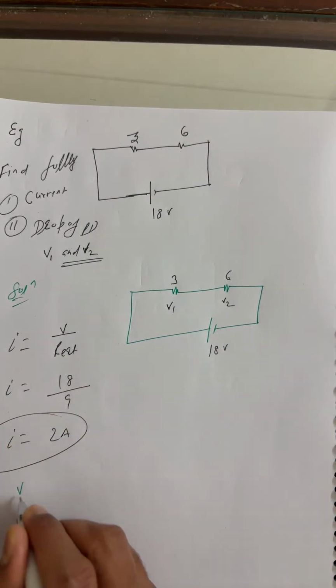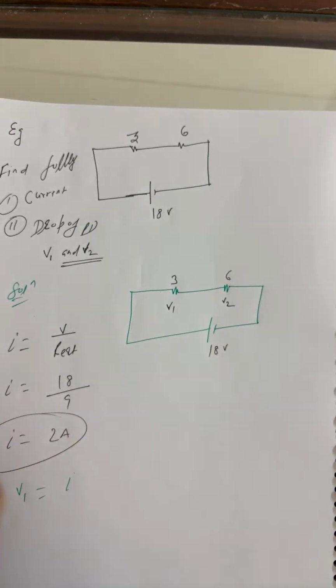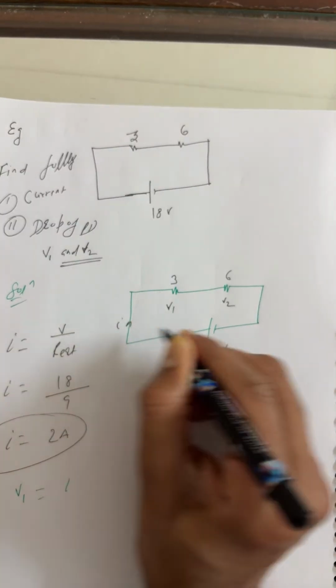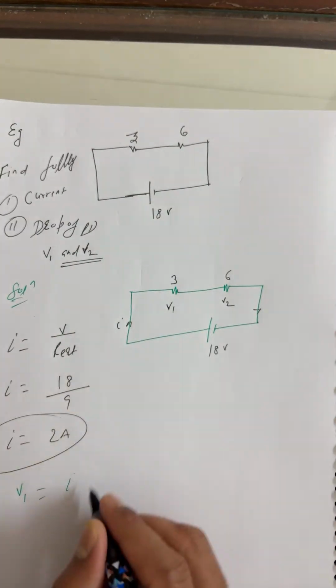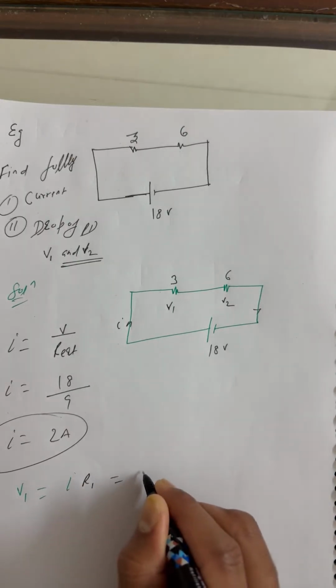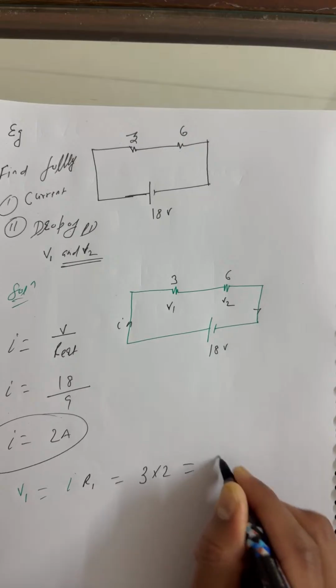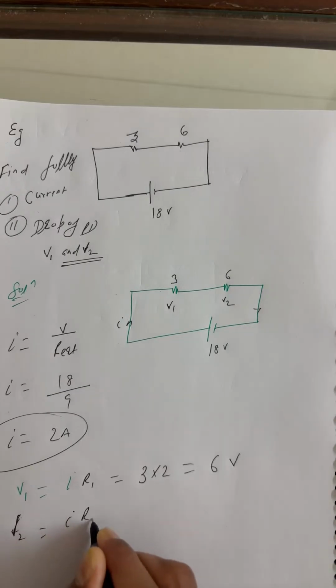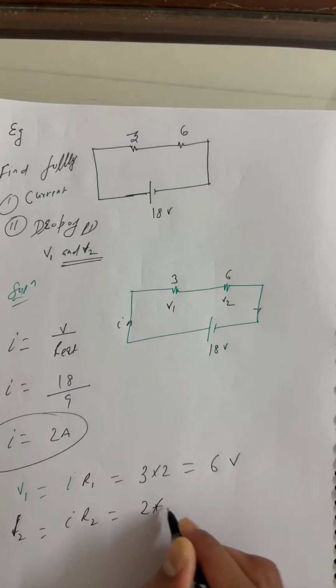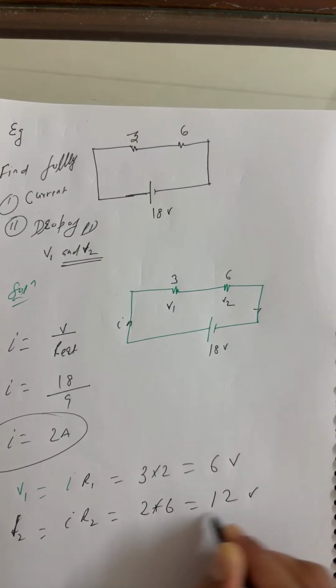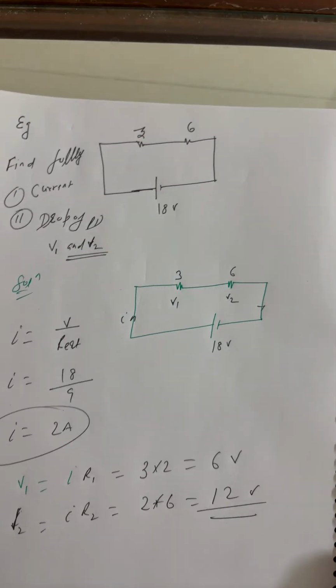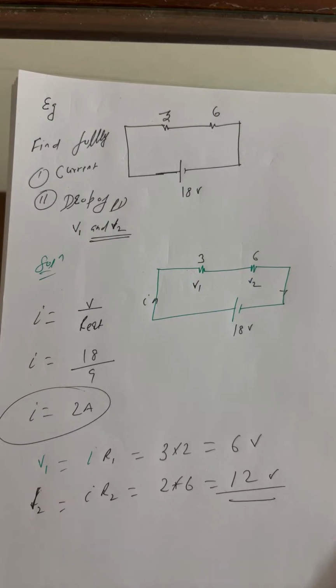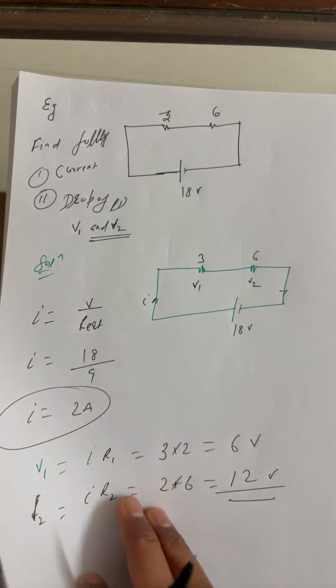Now V1 you can simply find. I remains the same everywhere, as you know in series combination. So I into R1, which is 3 into 2, which is 6 volt. V2 is I into R2, which is 2 into 6, that is 12 volt. So this is the answer for this question. Okay, have a look at the next.